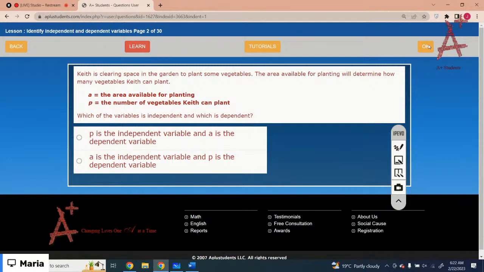Just look at the line. The area available for planting will determine how many vegetables Keith can plant. So that means the area is the independent variable and the vegetables are dependent on the area. If he has a small area, he can plant fewer vegetables. If he has a large area, he can plant more vegetables. So A is the independent variable and P is the dependent variable. The correct option is option number 2. Got it?